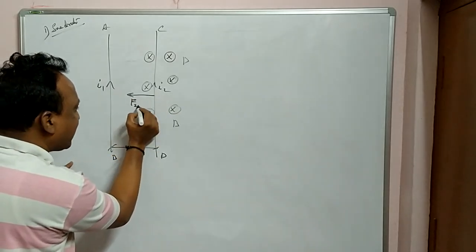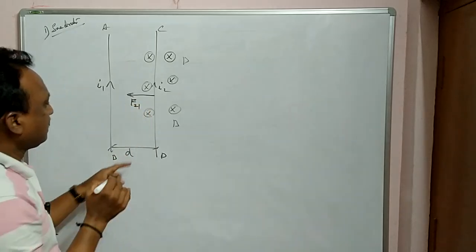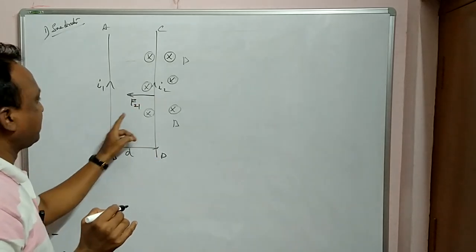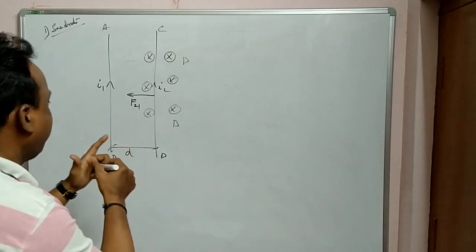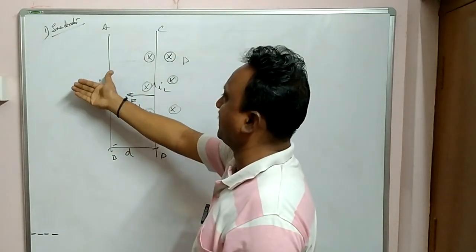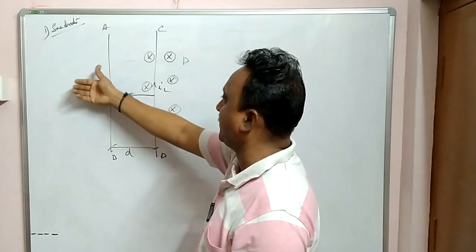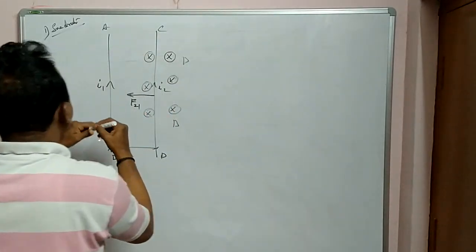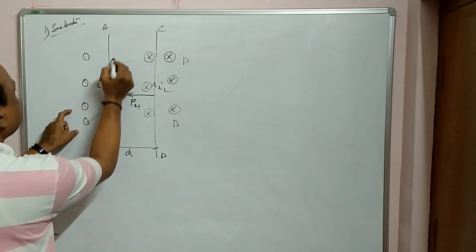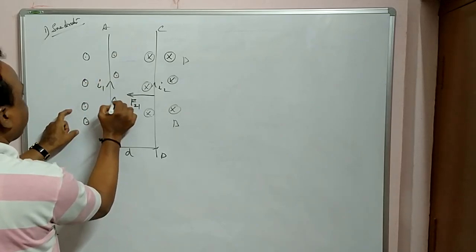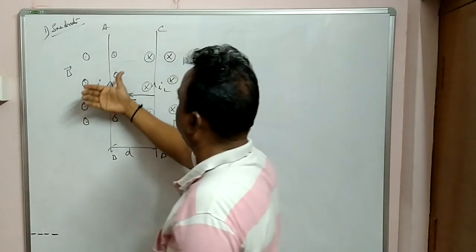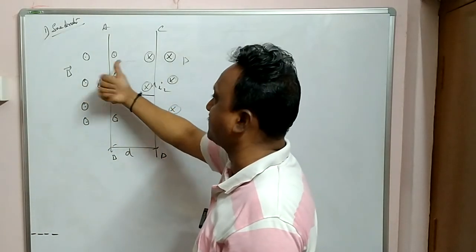Force acting on the second conductor due to the first one, F21. In the same way, due to this conductor, see what happens. The magnetic field will be outside. You can check it, see: the magnetic field, the fingers are coming outside.